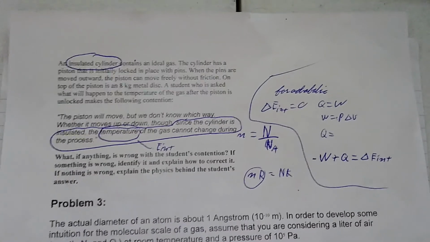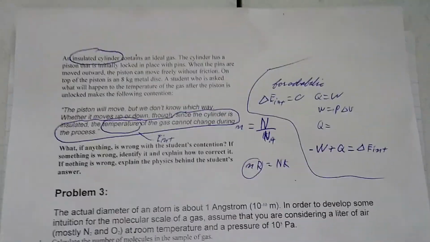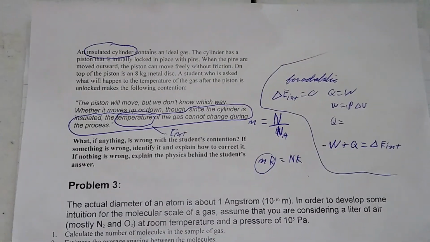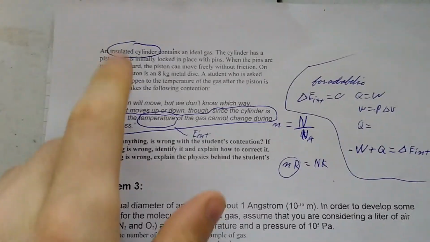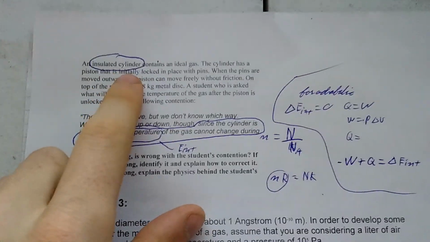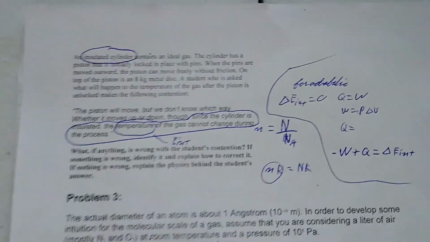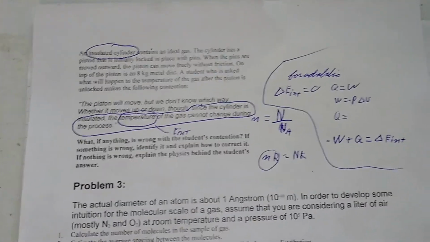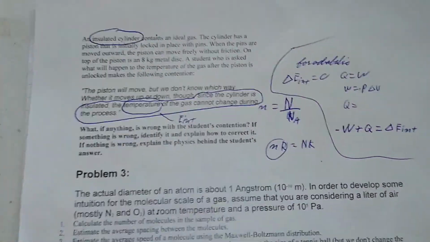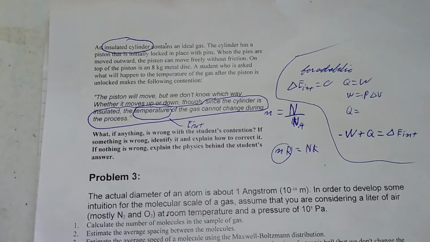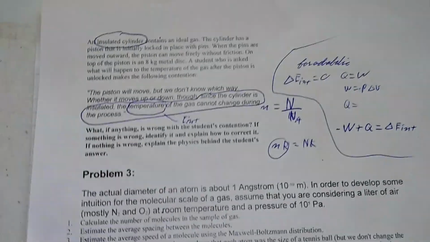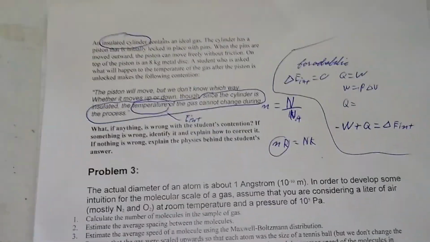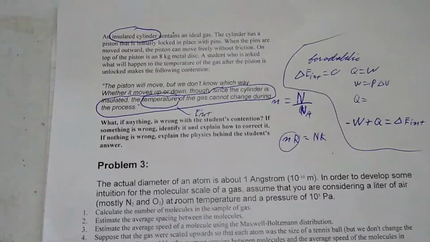The next thing to really focus on here is that this is an insulated cylinder that contains an ideal gas. The cylinder has a piston locked in place with pins, and once you take out the pins, it moves. Because it's an insulated cylinder, the heat cannot leave. The work can leave. Work is the only way that energy can leave the system.